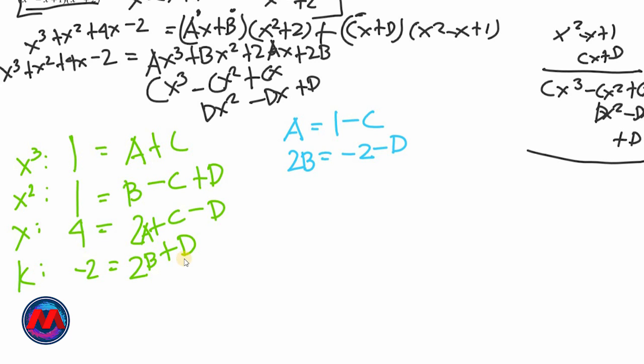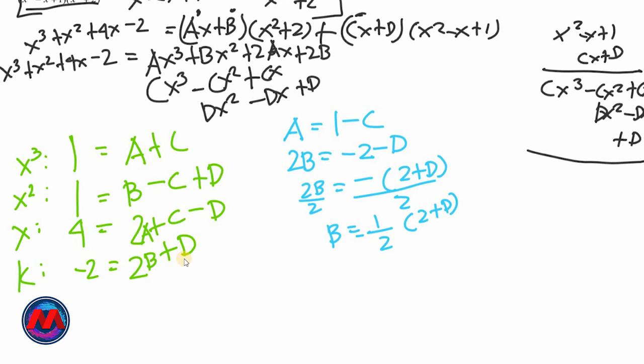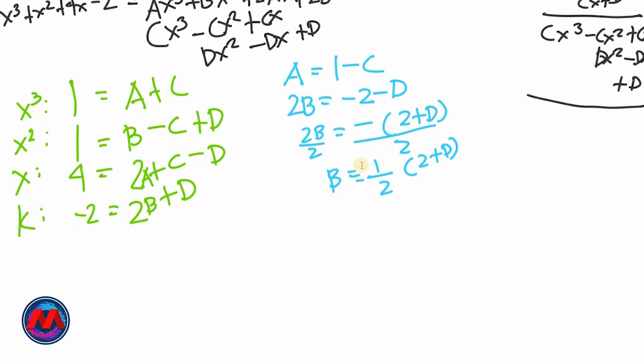Tama. Alright, yun. So, ilabas natin yung negative. That's negative 1 times 2 plus D, over 2. So, ito, magiging B is equals to negative 1/2 times 2 plus D. Tama ba? So, hopefully, tama yan. Yan, tama yan. Yes. Alright.